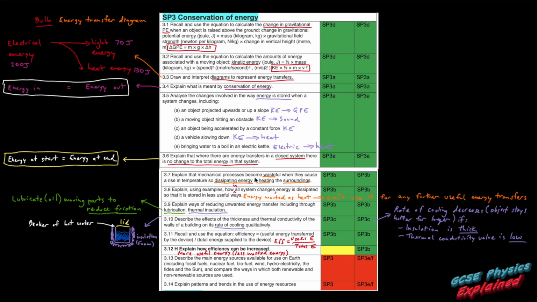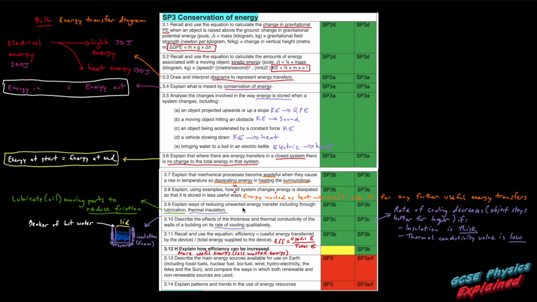Explain that mechanical processes become wasteful when they cause a rise in temperature, so dissipating energy in heating the surroundings. It's always the same pattern. You always waste energy as heat and it goes to the surroundings. The exam board love you to use the word dissipate, which just means spreading out. You should be able to explain using examples how in all system changes, energy is dissipated so that it is stored in less useful ways. In other words, as I've just said, energy is wasted as heat and we can't use it for any further useful energy transfers.